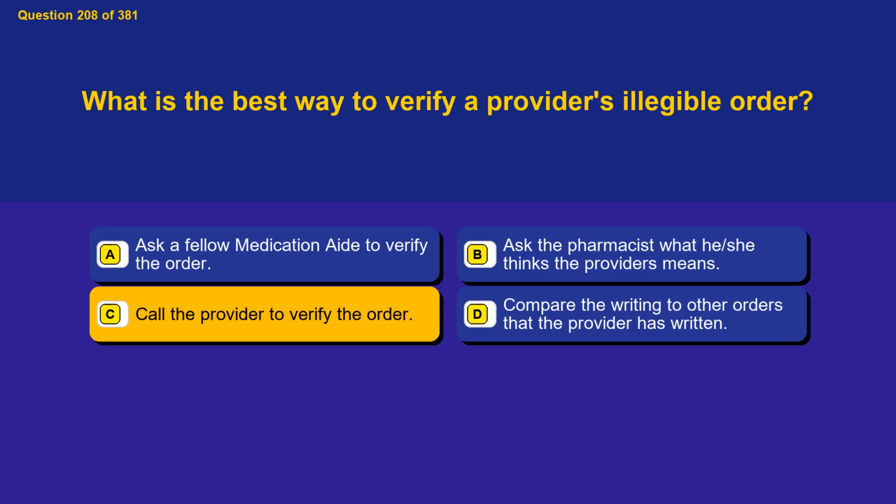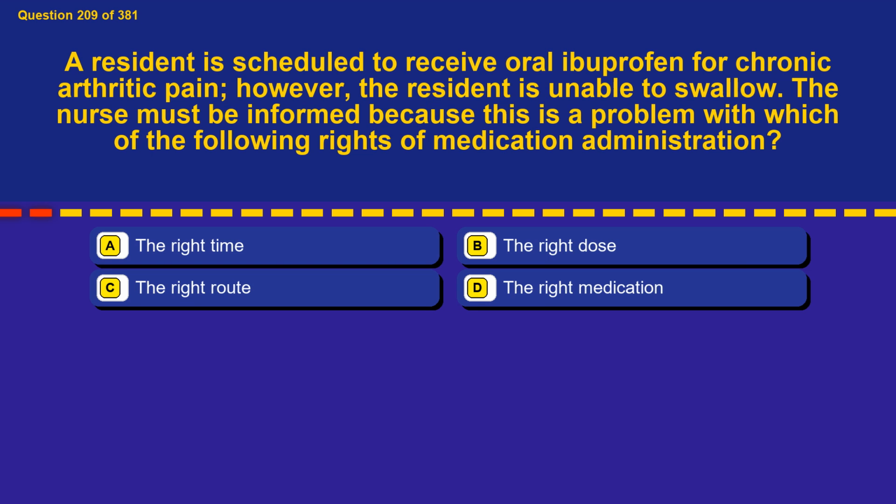The correct answer is option C, call the provider to verify the order. Question 209. A resident is scheduled to receive oral ibuprofen for chronic arthritic pain, however, the resident is unable to swallow. The nurse must be informed because this is a problem with which of the following rights of medication administration? Option A, the right time. Option B, the right dose. Option C, the right route. Option D, the right medication.